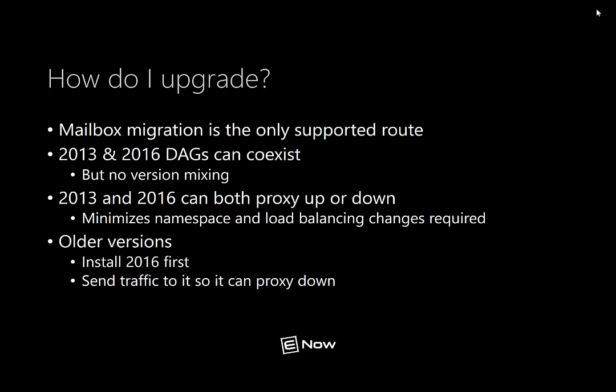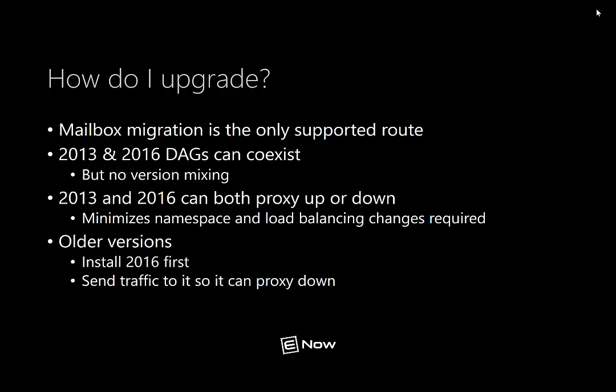In 2013, that logic was expanded so that not only can 2013 proxy traffic down to older versions, it also is smart enough to say, oh, wait a minute, this traffic is asking for data from a mailbox that's on a newer version of Exchange. So I'm going to proxy it upward to that target server. So 2016 is the same way. 2016 can proxy both up and down.